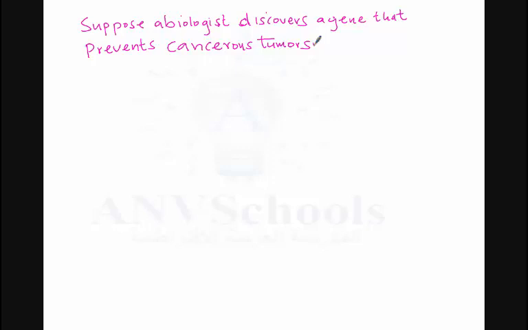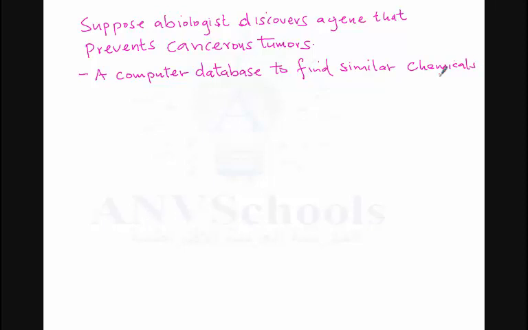So you have come up with a gene or a chemical or a molecule that is able to stop cancer from developing. Then this biologist, using the chemical that he has found, can use a computer database to find, for example, similar chemicals which are found maybe in the market.